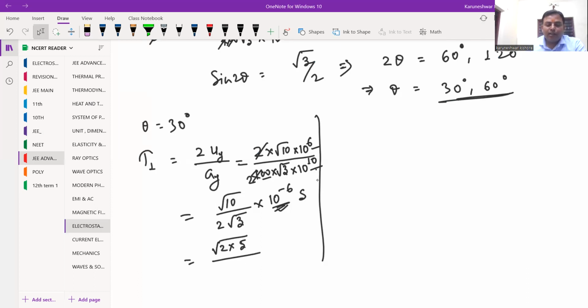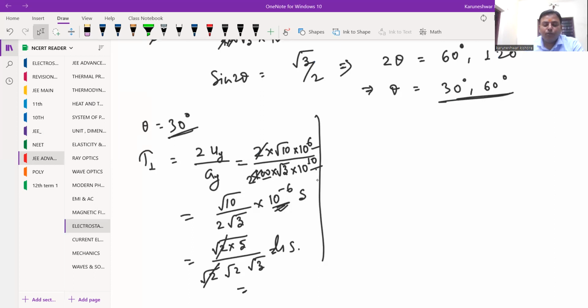This will be there. And in the denominator factor, I'm writing root 2 and root 2 and root 3. So one root 2 gets cancelled out. So what we can say here is, when theta is considered as 30 degrees, we are getting 5 by root 6 microseconds.